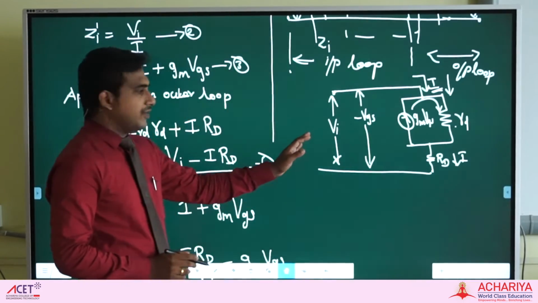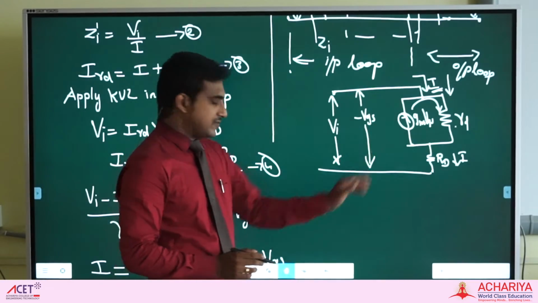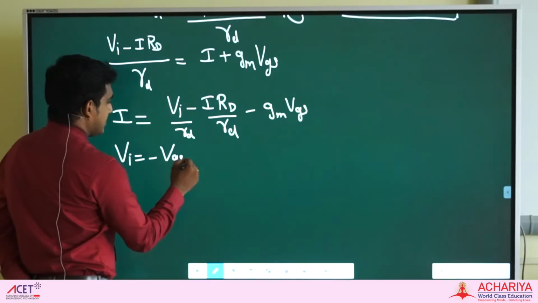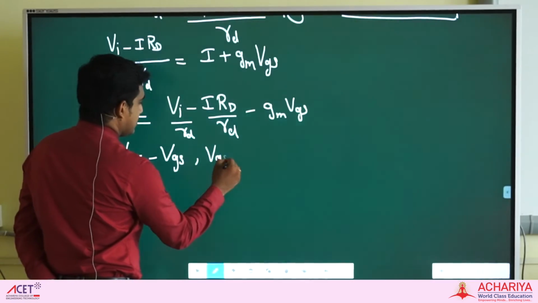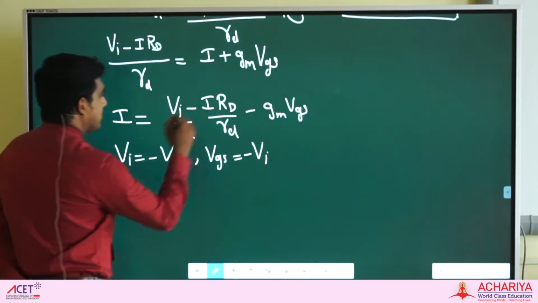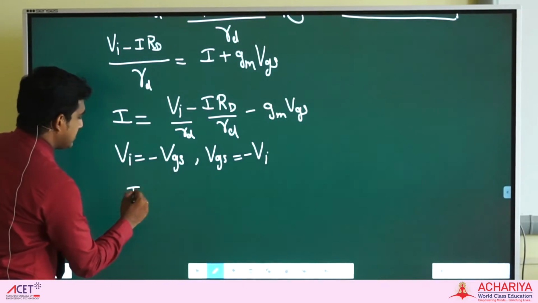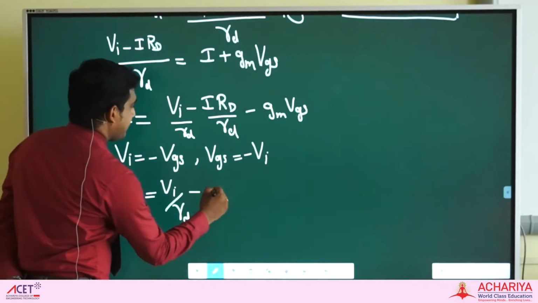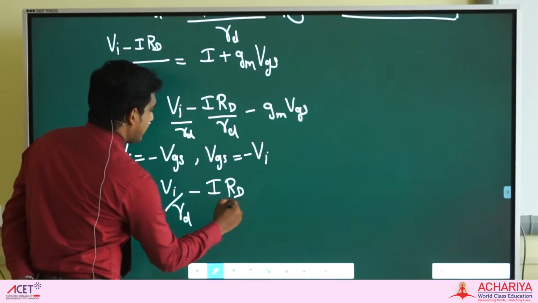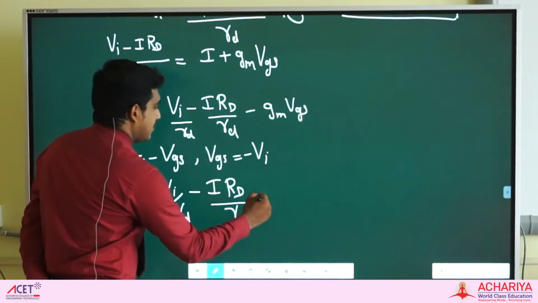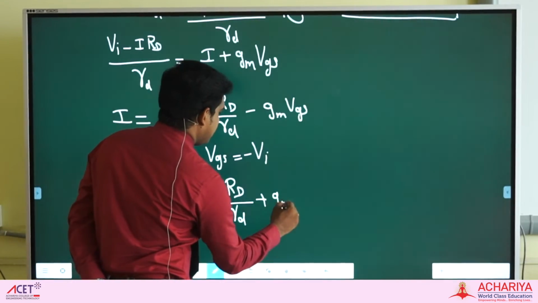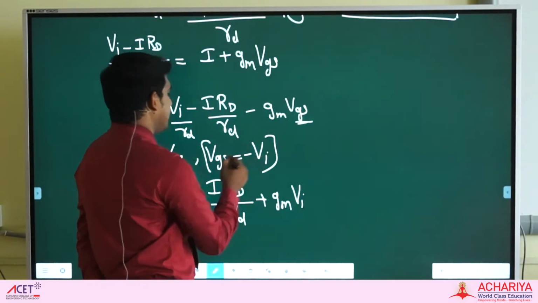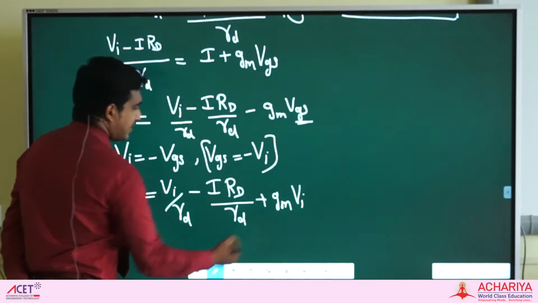From the circuit we know that VI is equal to minus VGS, that is VGS is equal to minus VI. So we can substitute here: I is equal to VI divided by RD minus I into RD divided by RD plus GM VI. Since we are substituting, instead of VGS we are putting minus VI. That's why we are getting plus GM VI here.